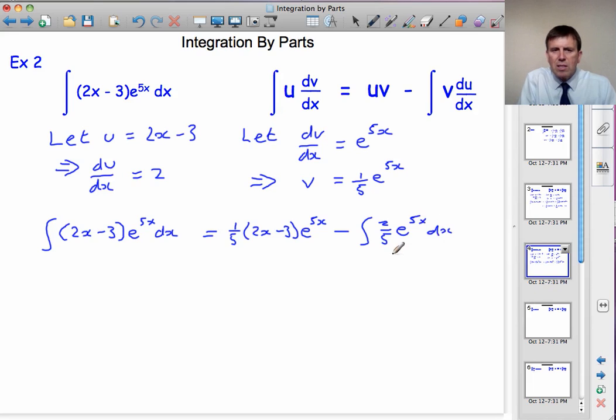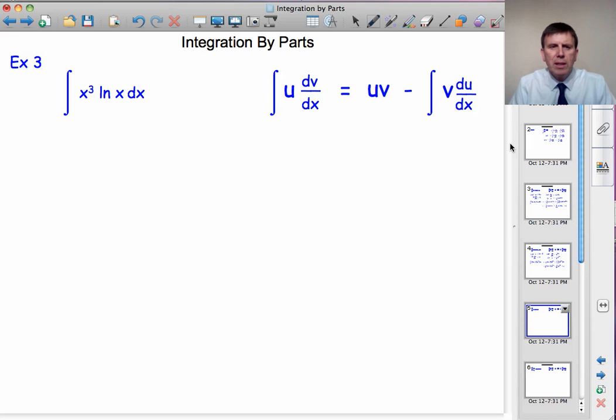Now again, the x has disappeared from the front of this expression, and we can integrate e to the 5x without any problem. So this comes to 1/5 (2x minus 3) e to the 5x. And when I integrate this here, we have to divide by the 5 again, so we get minus 2/25 e to the 5x. And we get a constant of integration. And that's our final answer for question 2.